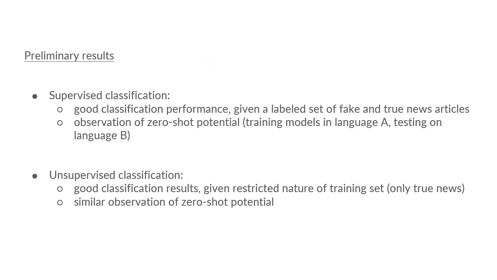When evaluating our architecture for the supervised multilingual models, we observed that good classification results can be achieved when training and evaluating on English, French, and Russian data. Moreover, we observed that our models achieved similarly good results in a zero-shot setting. For the unsupervised models, our current observations indicate that, despite the fact that the training process only makes use of true news articles, promising performance can be achieved. Interestingly, we also observed zero-shot potential for these types of models, especially for closely related languages.